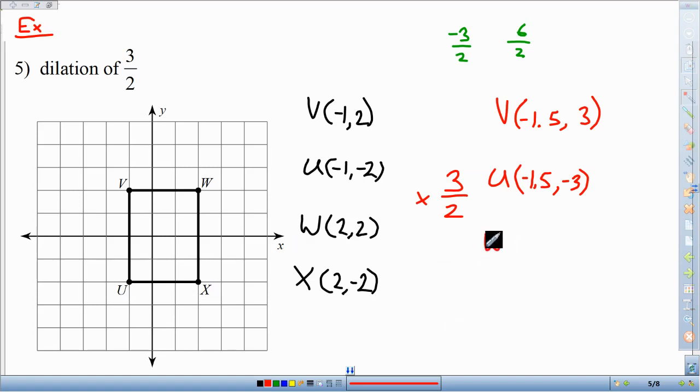All right, moving on to W prime. By the way, there's U prime, V prime. These are nice and easy. 2 times 3 is a 6. 6 divided by 2 gives me 3. And again, I'm going to get another 3 here. All right, moving on to X prime. 2 times 3 is a 6. 6 divided by 2 is another 3. And then negative 2 times 3 is a negative 6. Negative 6 divided by 2 is negative 3.